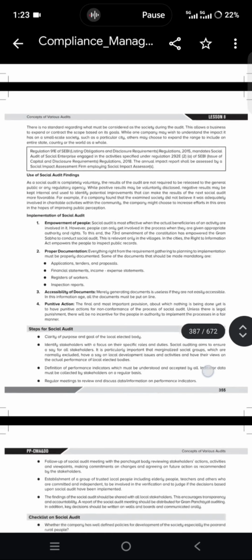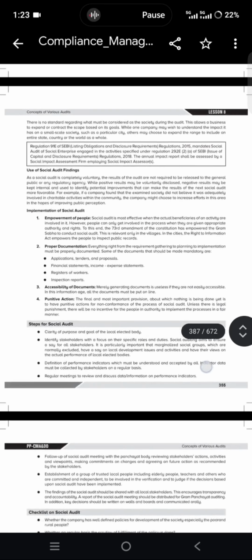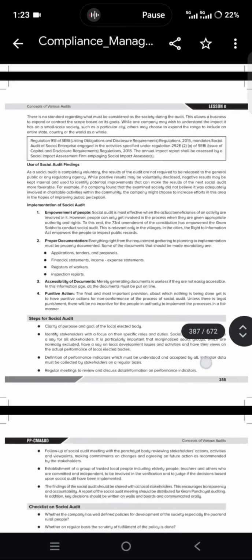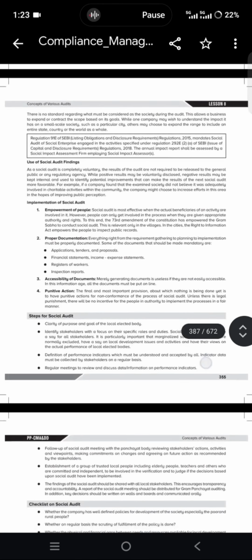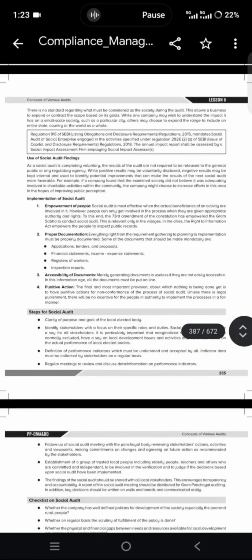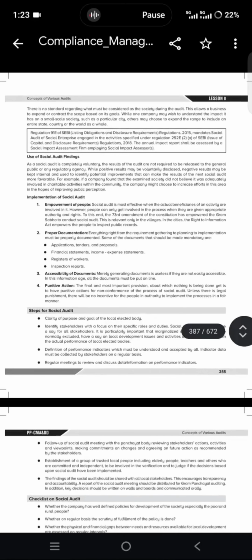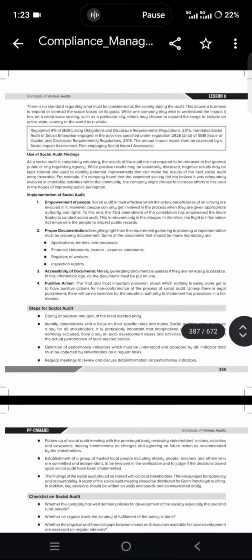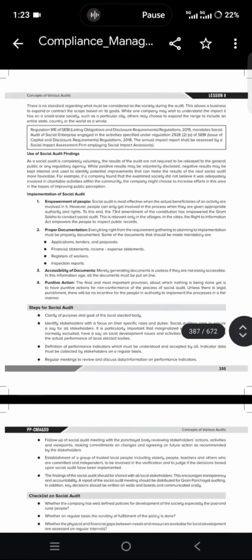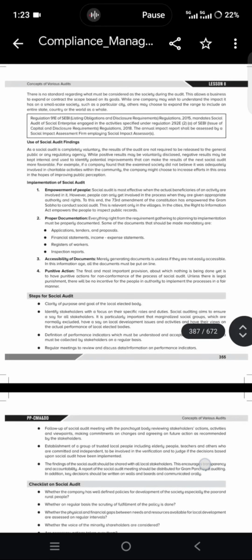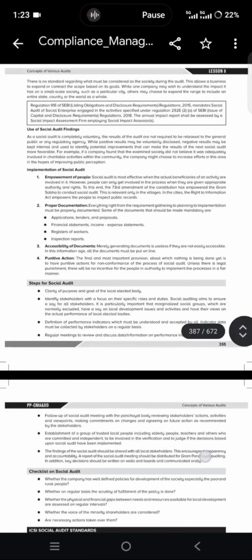Checklist on social audit. Whether the company has well-defined policies for the development of society, especially the poor and rural people. Whether, on a regular basis, scrutiny of the fulfillment of policy is done. Whether the physical and financial gaps between needs and resources available for local development are assessed at regular intervals. Whether the voice of the minority shareholders is considered or necessary actions are taken on them. Done.